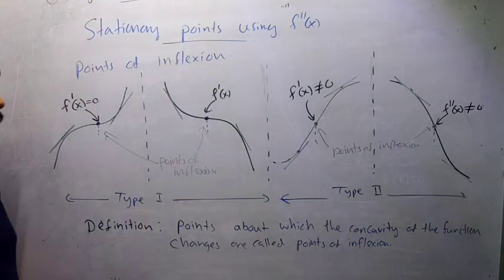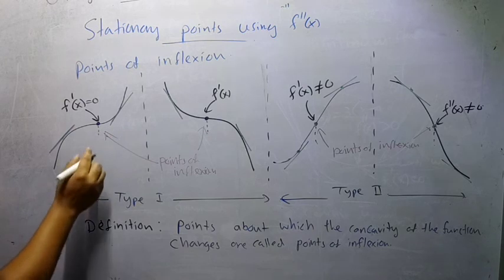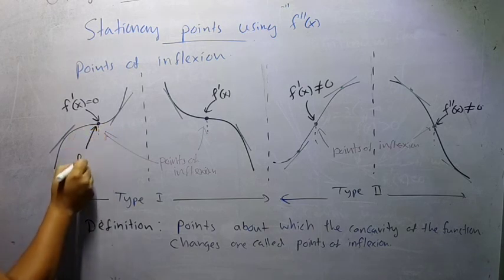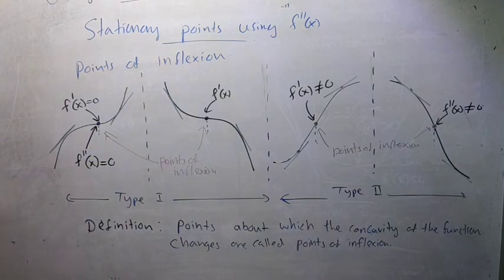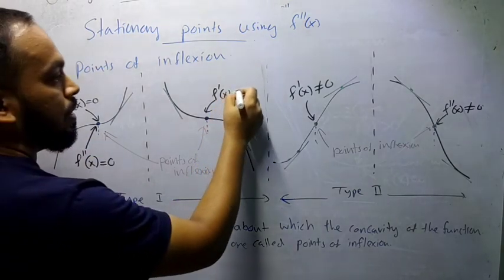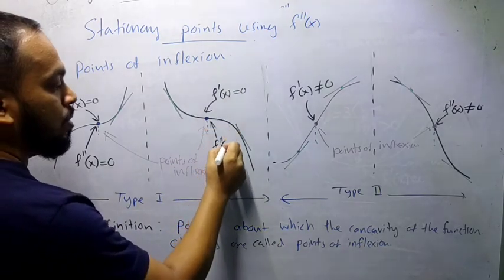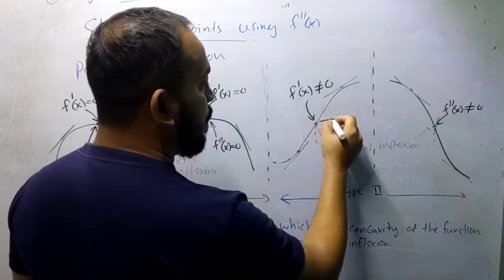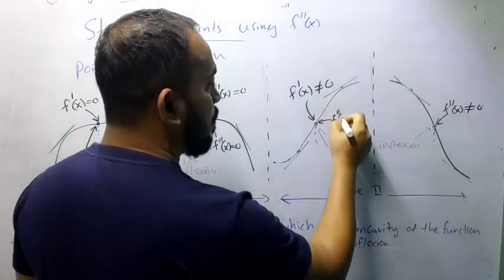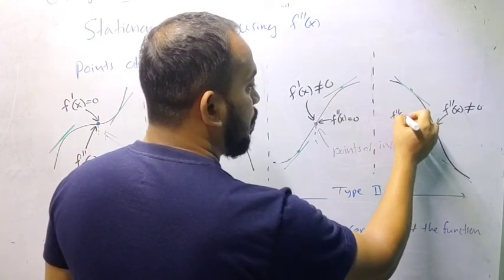So how do you determine the points of inflection? To determine the points of inflection, keep in mind, I'm not going to prove this one. At this point, the second derivative is equal to 0, right? So here again 0. At this point, the second derivative is also equal to 0. This is how we find points of inflection, right? F double prime is equal to 0.